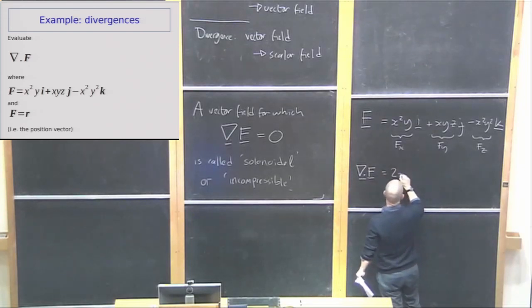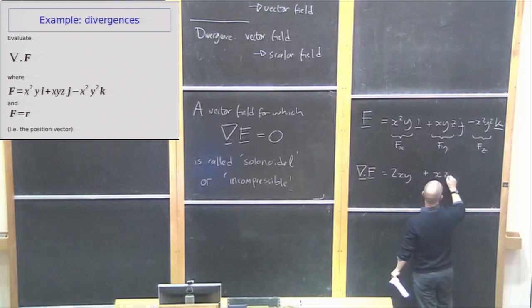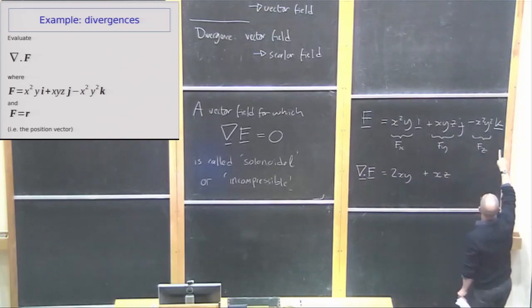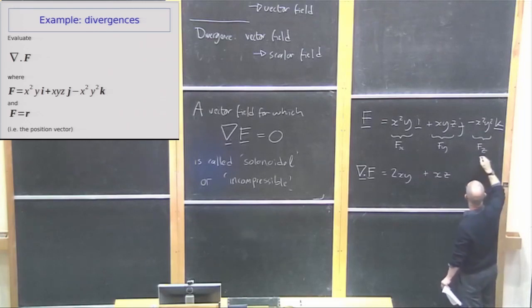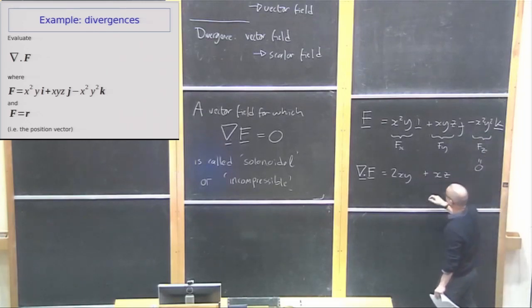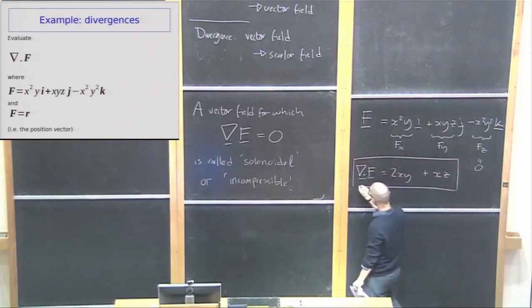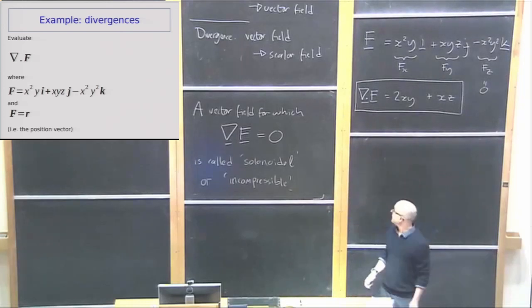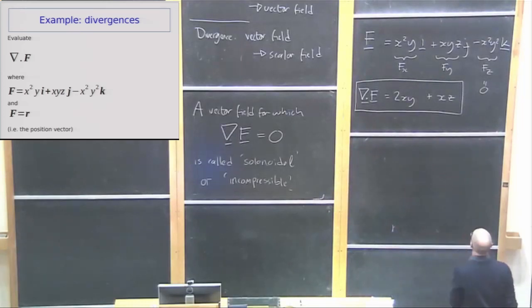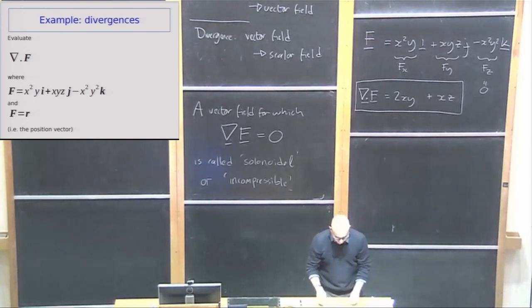x, so that's going to be 2xy, plus the derivative of this with respect to y, which is going to be xz, plus the derivative of this with respect to z. Well, in fact, that's 0, so we don't have a term from that at all. So the divergence of this vector field is 2xy plus xz. That's a scalar quantity that tells you how much the field is diverging at that point.